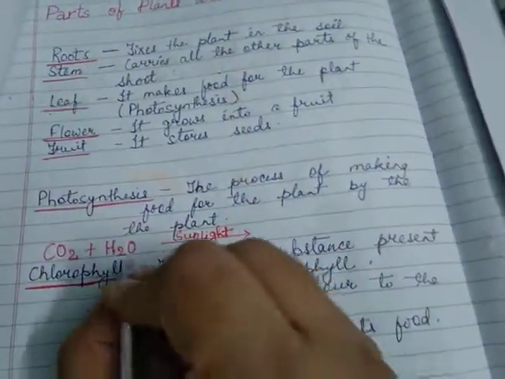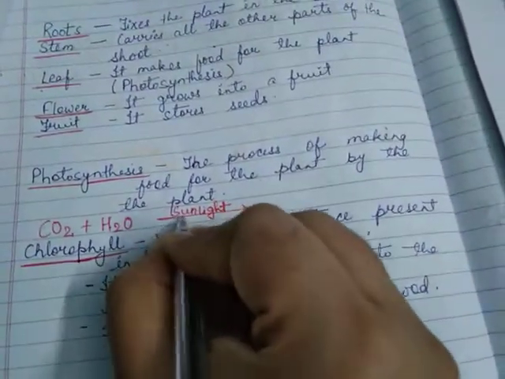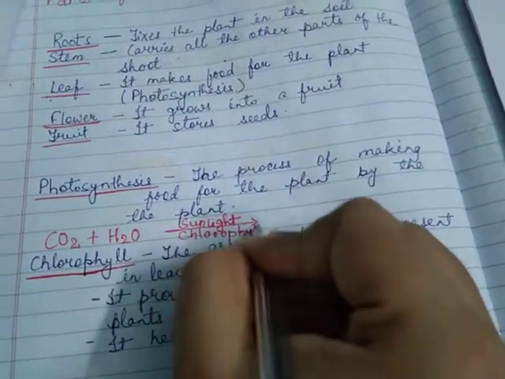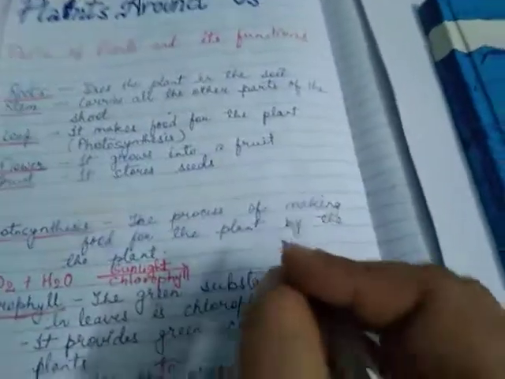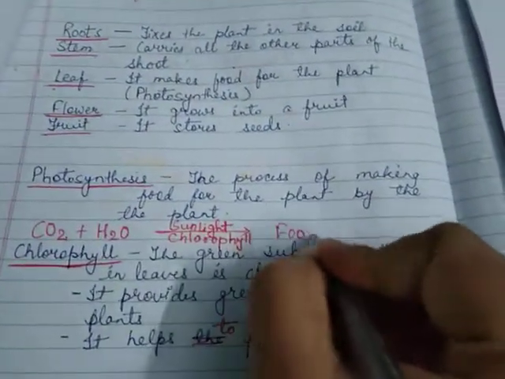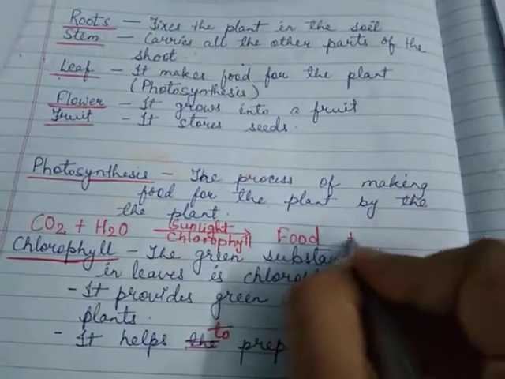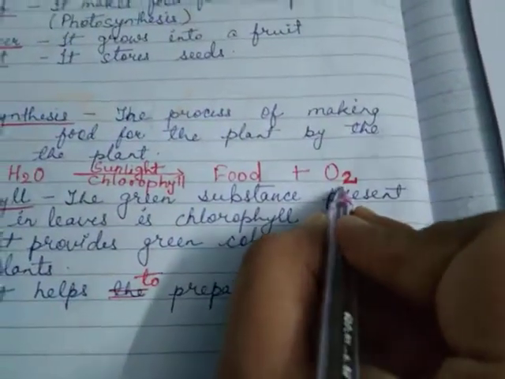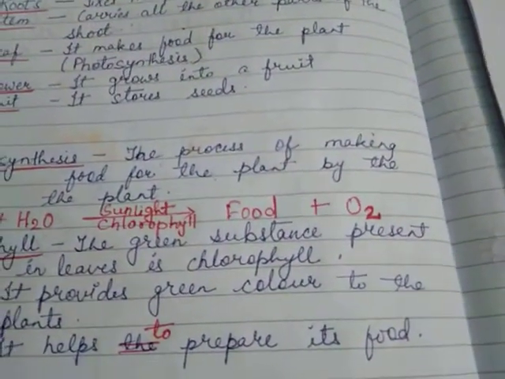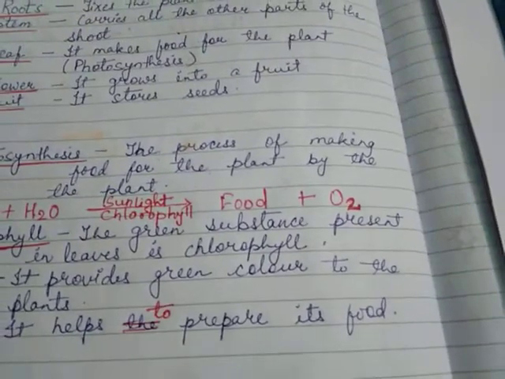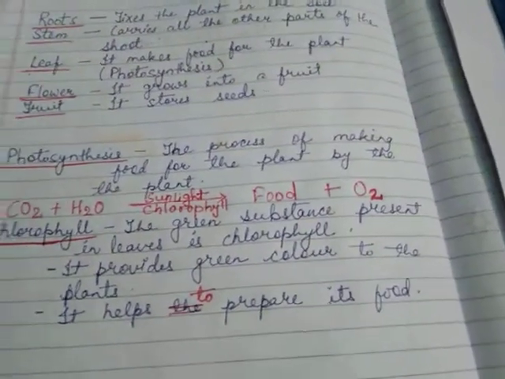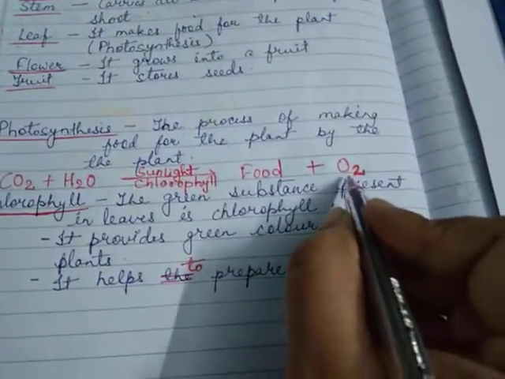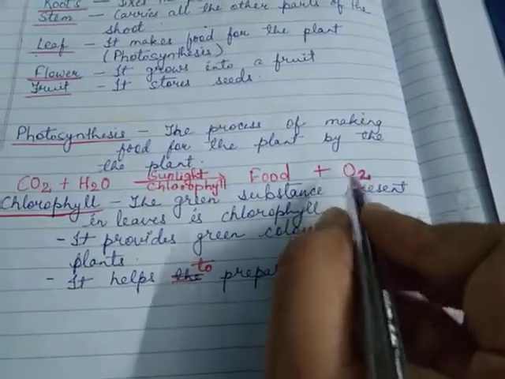So carbon dioxide plus water in the presence of sunlight and chlorophyll. This chlorophyll also helps in the process of making food for the plant, and this process releases oxygen which we people inhale or take in while breathing. When we breathe, we take oxygen which is released by plants during the process of photosynthesis.